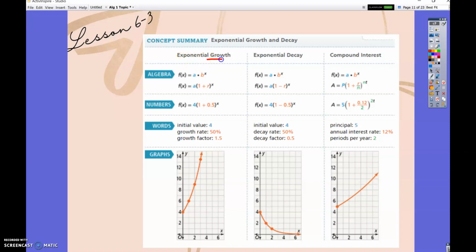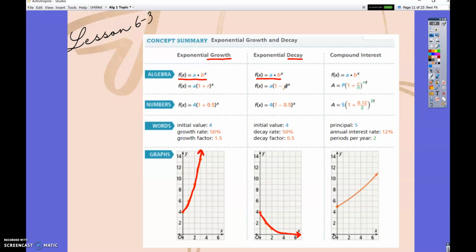An exponential growth, notice how this graph is increasing. It starts and keeps going up to the right, whereas our exponential decay starts and goes down to the right. Those are the two basic types of exponential functions. Now you'll note, here's our two basic exponential equations.